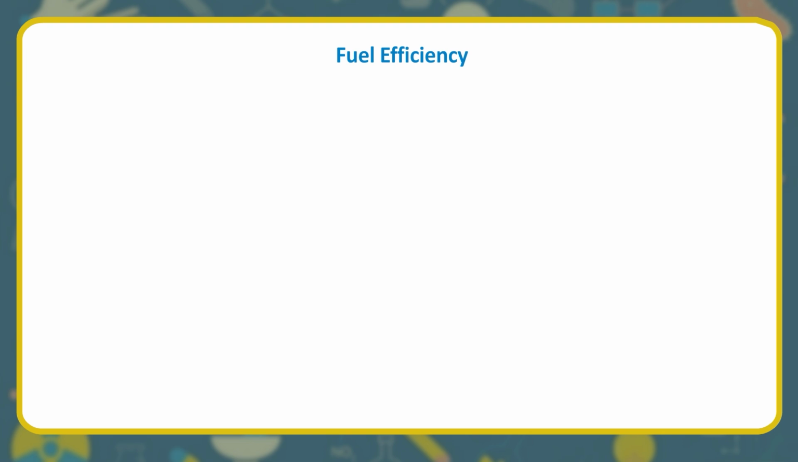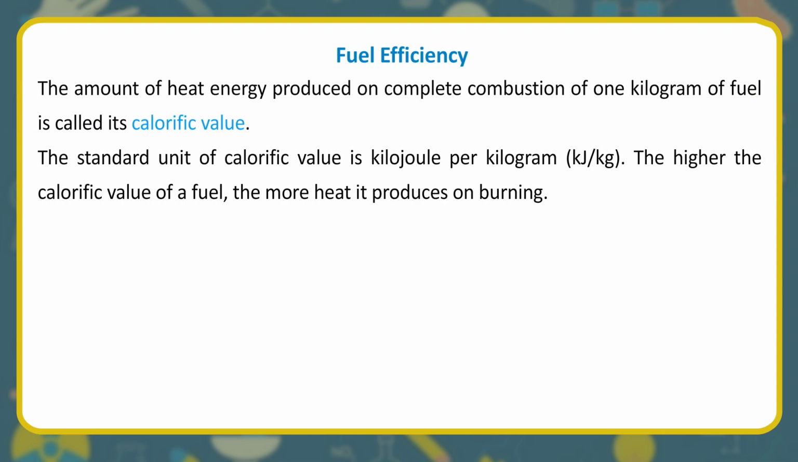Fuel efficiency. The amount of heat energy produced on complete combustion of 1 kilogram of fuel is called its calorific value. The standard unit of calorific value is kilojoule per kilogram, kJ/kg. The higher the calorific value of a fuel, the more heat it produces on burning. Calorific values of different fuels.